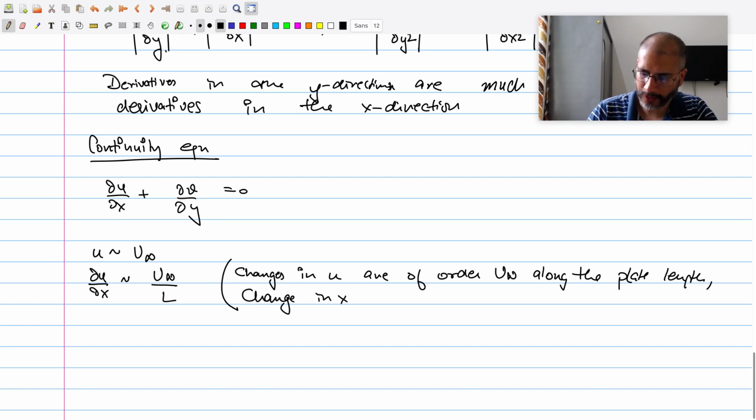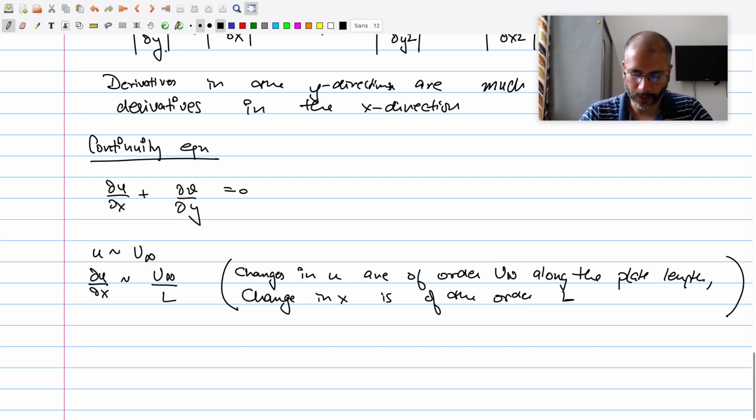And the change in x is of the order L. So that gives us del u by del x. The order of del u by del x is u infinity upon L. Remember, del u by del x is the change in u with going in the x direction. Right, so what is the order then of del v by del y? Let's use a different color for orders.